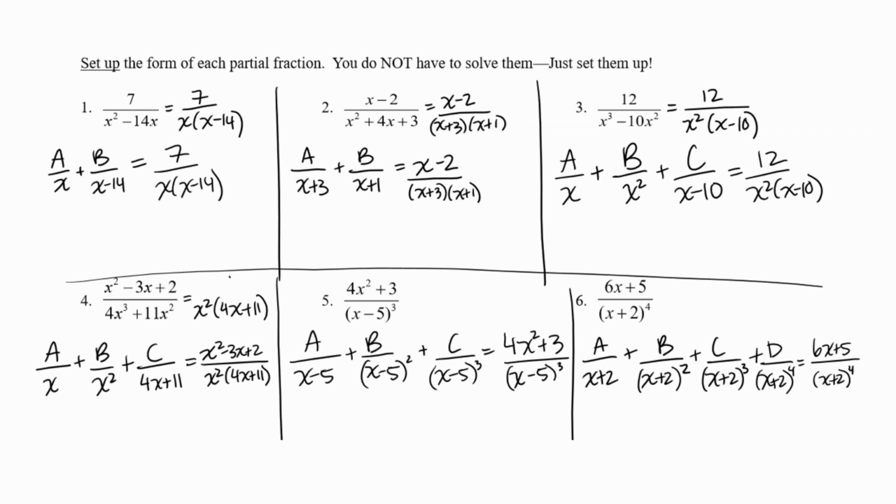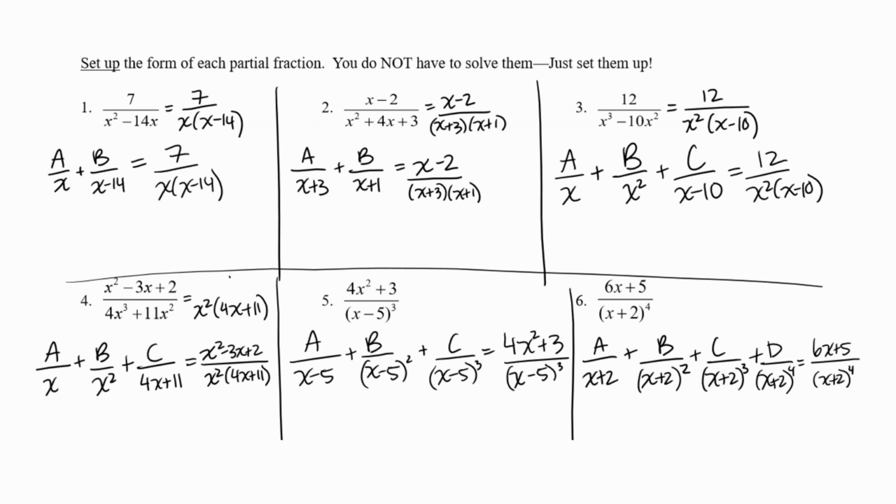Over here what I did is I took the denominator of x plus 3 and x plus 1, so that's when you factor out the quadratic equation. You take a over x plus 3 plus b over x plus 1, and then you equate it to the numerator over the denominator, which is x minus 2 over x plus 3 and x plus 1.